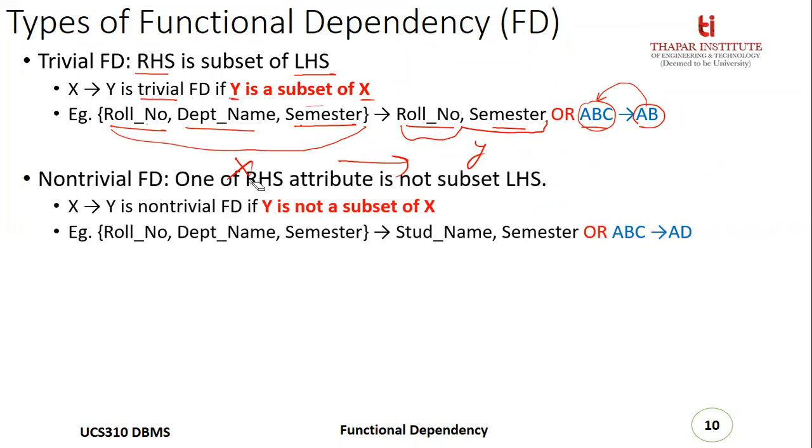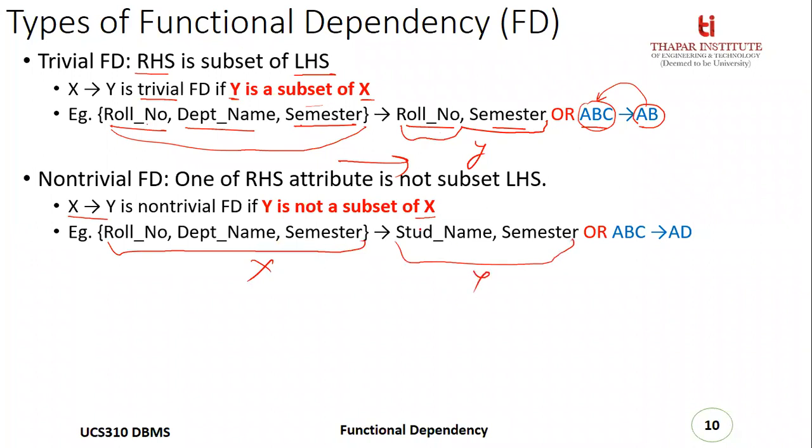So non-trivial dependency means one of the RHS attributes is not a subset of LHS. There must be one attribute that must not be a subset of the LHS. Here you can see if we are considering X tends to Y as a non-trivial FD, then it is possible only if Y is not a subset of X. So for example, here you can see this is X and this is Y.